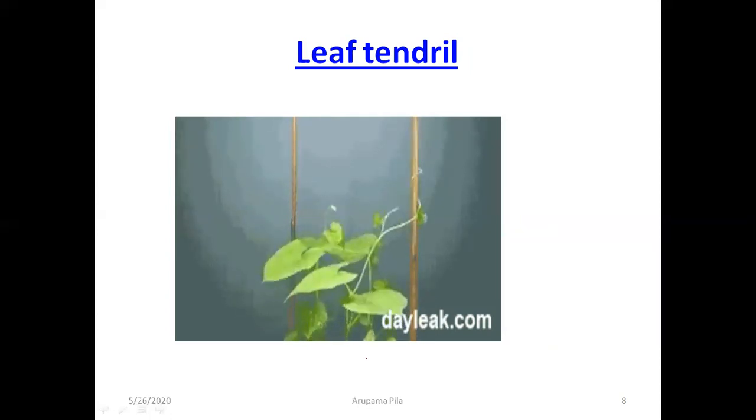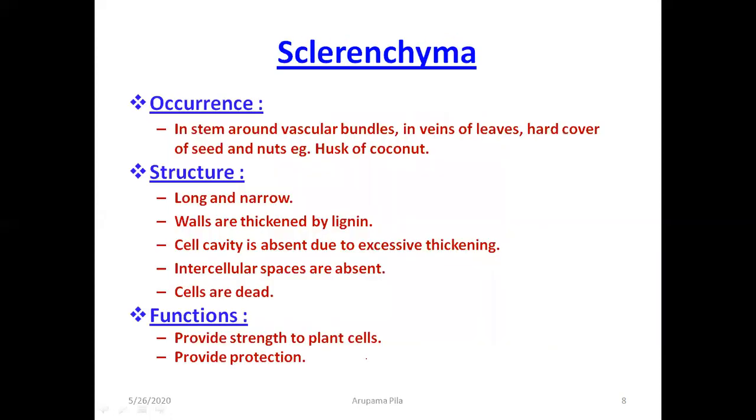Now let's come to the next one, that is sclerenchyma tissue. Now dear children, it is the tissue which makes the plant hard and stiff. You must have seen the husk of coconut, the very rough upper portion of the coconut. And it is made up of sclerenchymatous tissue.